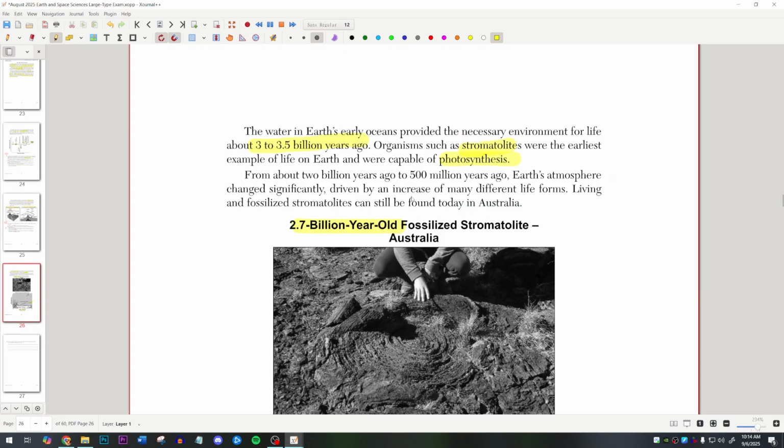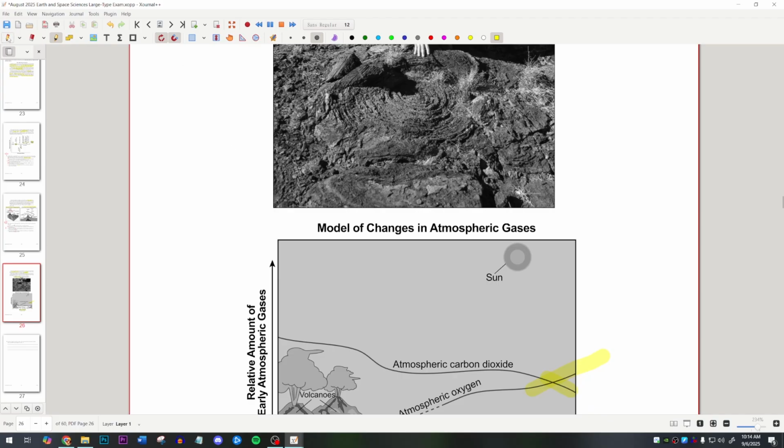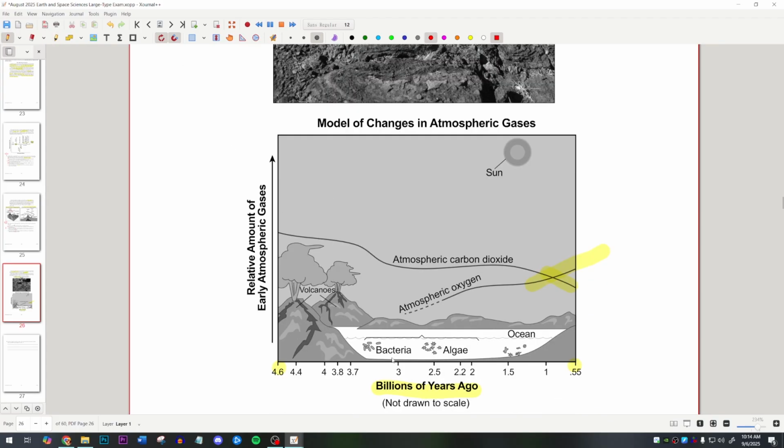Okay, so we know it says organisms such as stromatolites were the earliest example of life and were capable of photosynthesis. So we could see around 3 billion years ago, see this? 2.7-ish, that's when oxygen started increasing. So that's the evidence we're going to use.